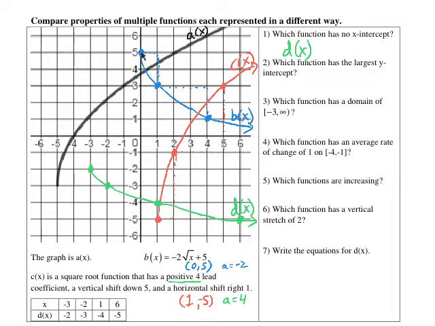Isn't the blue one here the one with the largest y-intercept? Yeah, even though it starts there, that is still the y-intercept. So what is that? That's b of x. So my next answer is b of x.